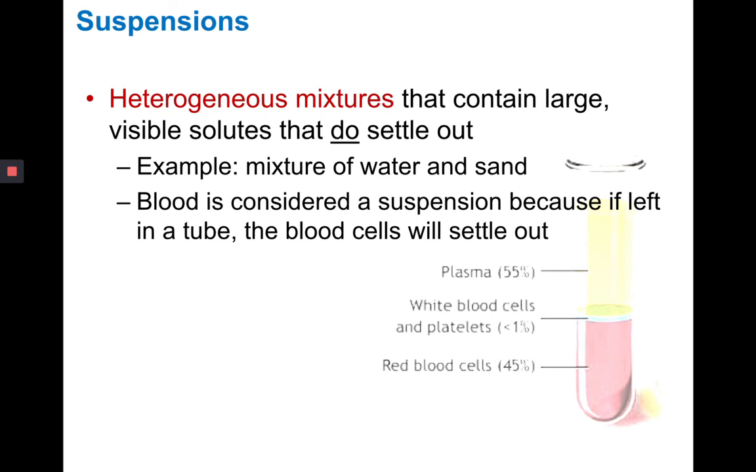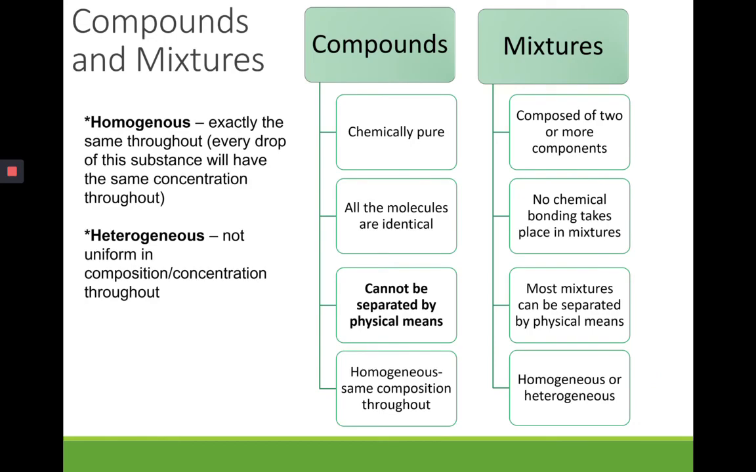Here's a good review sheet for compounds versus mixtures. Compounds are chemically pure. For example, water, which is H2O, is always water. If you separate the hydrogen from the oxygen, it's no longer water. As long as it remains a compound, it's chemically pure. All the molecules will be identical. It's not easy to break the bonds, so they can't be separated very easily by physical means. And since it's chemically pure and all the molecules are identical, it's homogeneous.